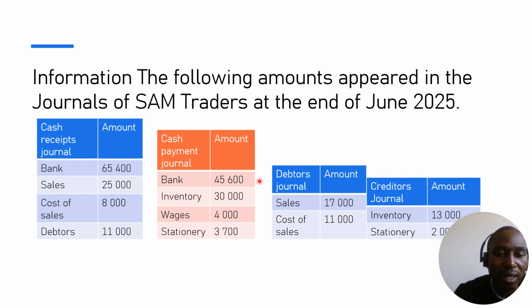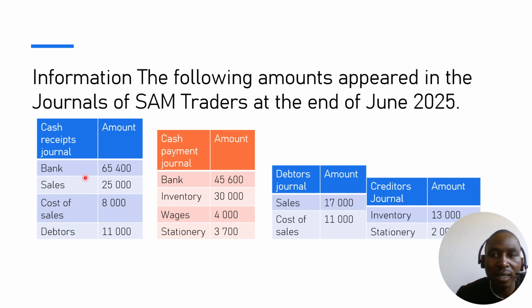And the money from the CPJ, we will write it on the credit side because it is the money that is going out of our bank account. So it is decreasing our bank account. So this money, that is 65,400 from the CRJ, we'll write it on the debit side as total receipts.